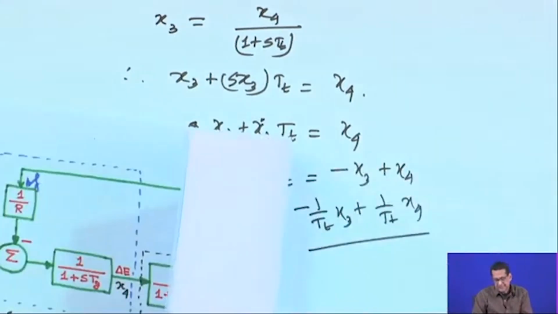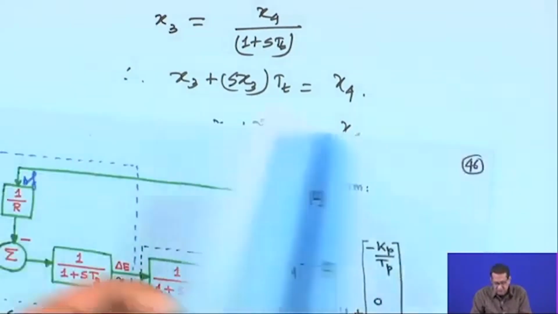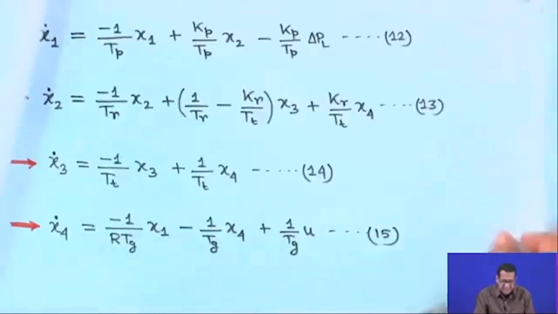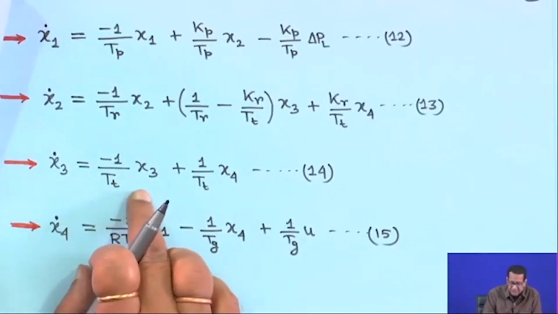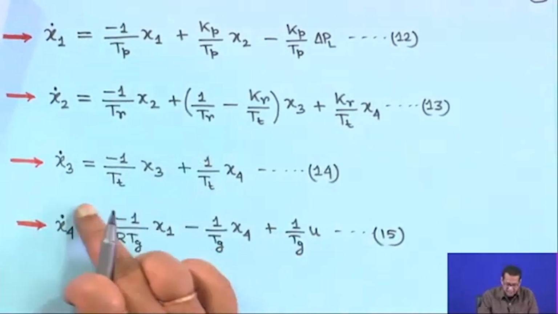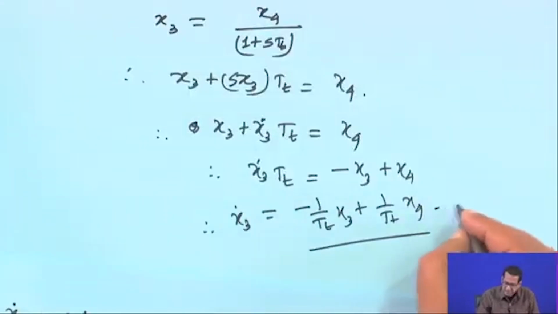So, this equation, x3 dot is equal to minus 1 upon Tt x3 plus 1 upon Tt x4, we write next. Why I wrote this one first, you will know now. This is actually equation 14.